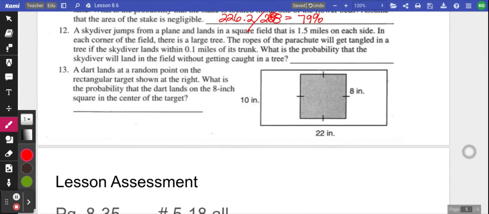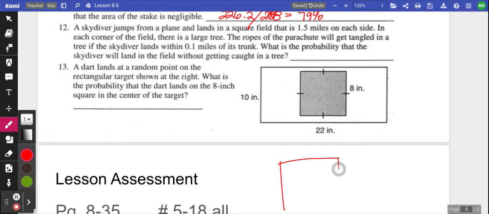A skydiver jumps from a plane and lands in a square field that is 1.5 miles on each side. In each corner of the field, there is a large tree. The ropes of the parachute will get tangled in the tree if the skydiver falls within 0.1 miles of the trunk. So here's my tree trunk, so that would be 0.1 mile. So on my circle, the radius is 0.1. The diameter then would be 0.2.